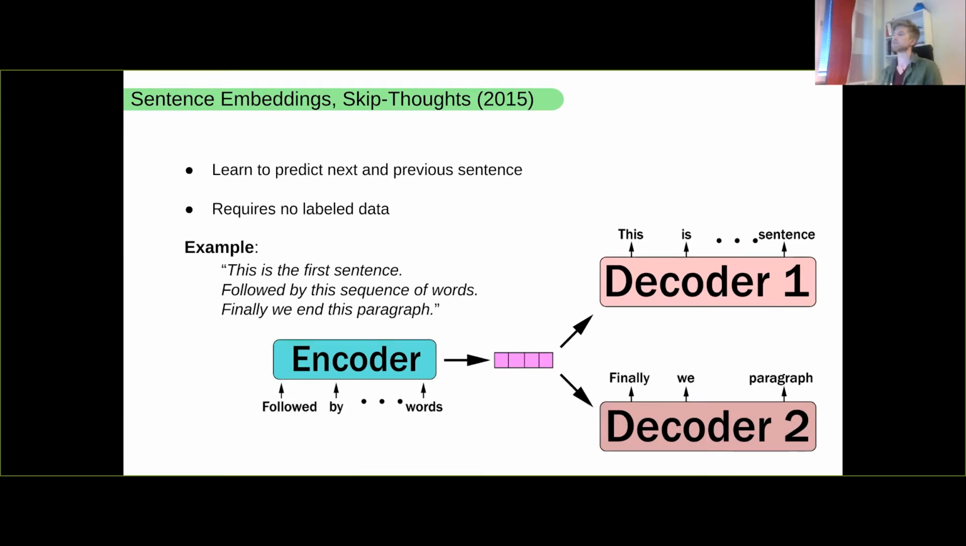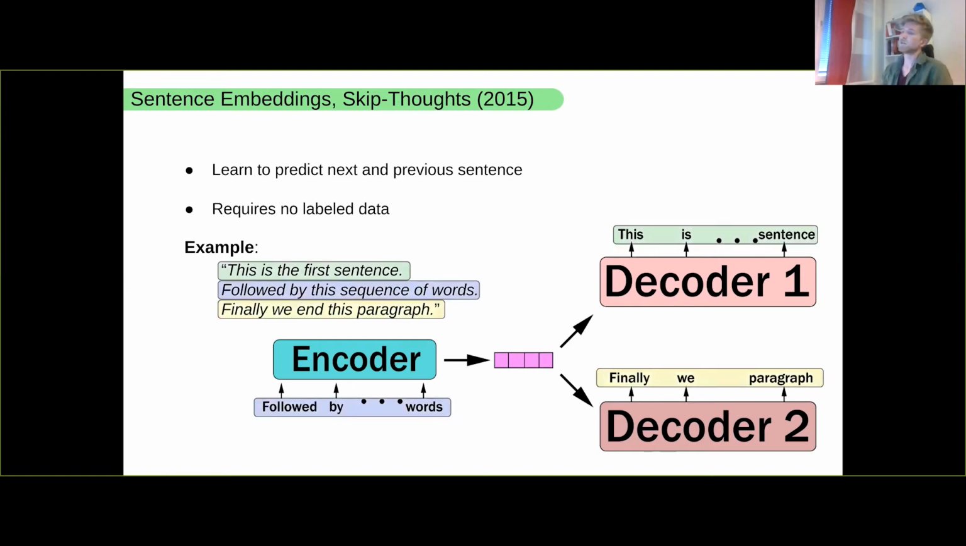An example of this would be, let's say we have the text: this is the first sentence, followed by this sequence of words, and finally we end this paragraph. We would then encode the middle sentence, followed by this sequence of words. We run it through the LSTM encoder and generate a sentence representation. Now we run this sentence representation through the 2 separate decoders, and we ask them to predict either this is the first sentence or finally we end this paragraph.